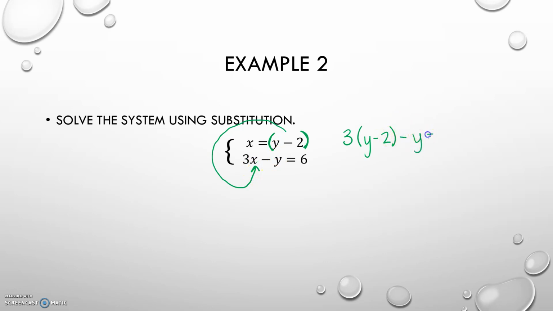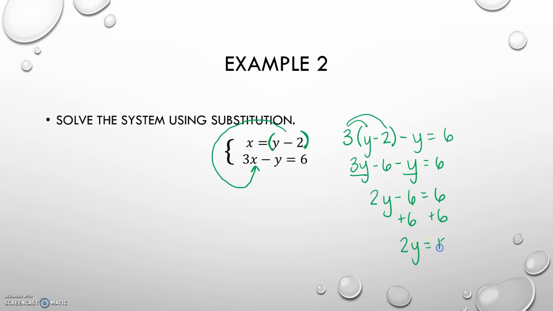Minus y equals 6. I'm going to distribute that 3 to everything and get 3y minus 6 minus y equals 6. I'm going to combine like terms. I've got 3y and negative y, which would give me 2y minus 6 equals 6. Add 6 to both sides. Divide by 2. I'm going to get y equals 6.